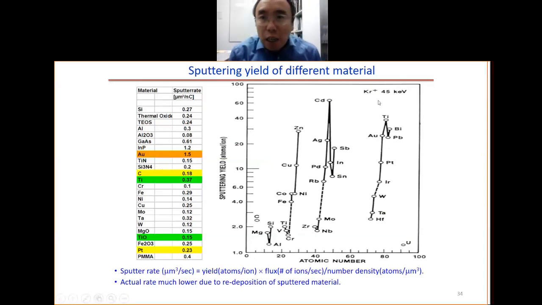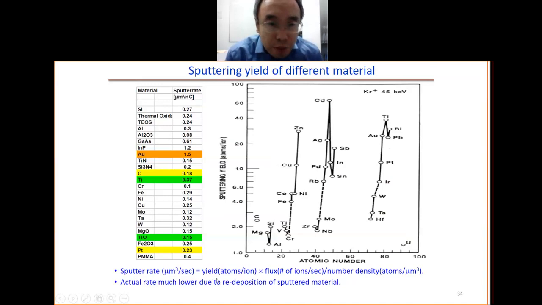So this is the 45 keV krypton ion. You can see here, for gold, per nanocoulomb of this krypton ion charge, you can move away 1.5 cubic micrometers. For silicon, 0.27, and all the other materials are smaller than gold. If you know the sputtering yield, you can calculate the sputtering rate.